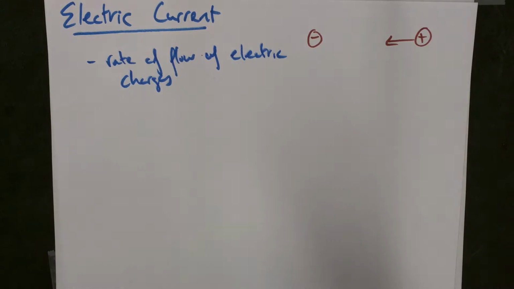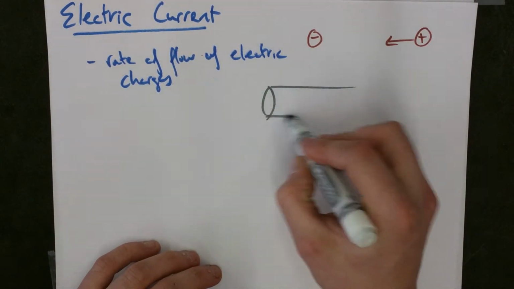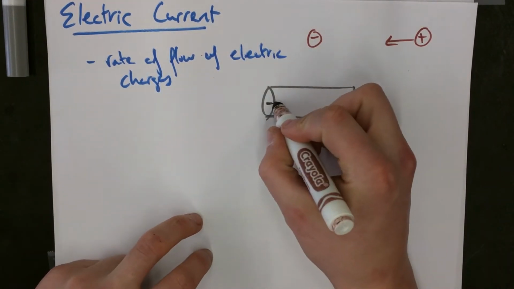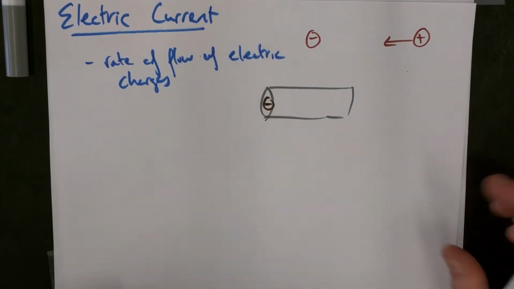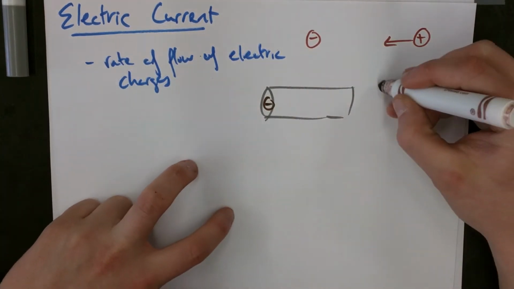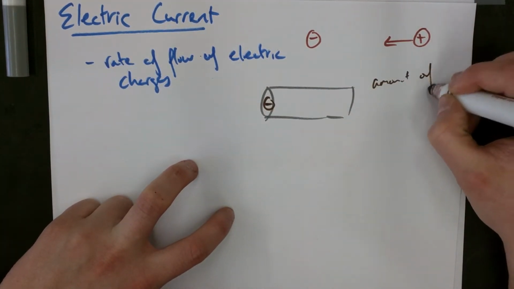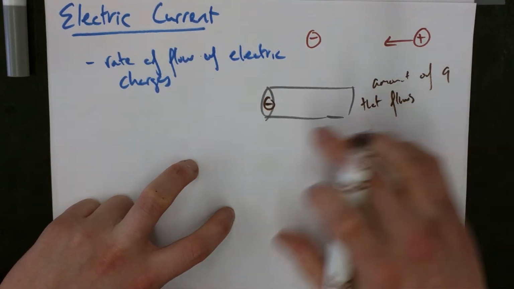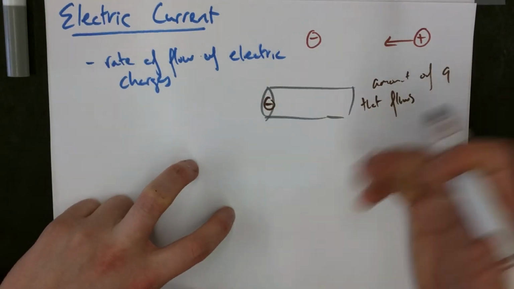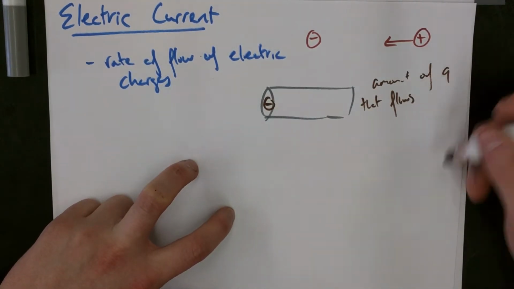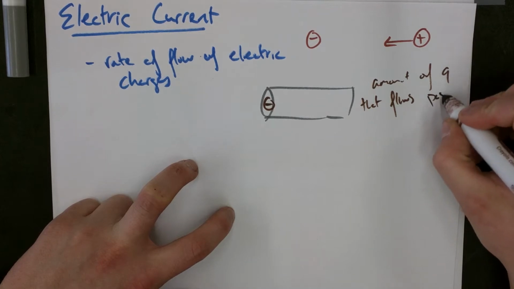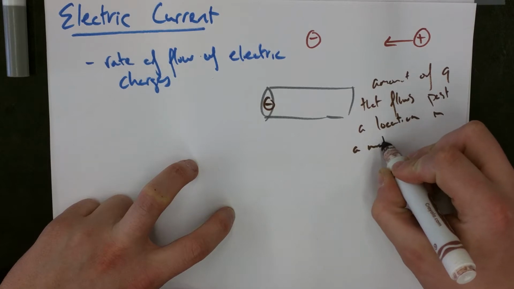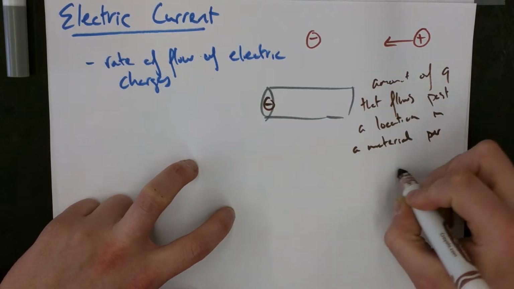So if I have some wire here and some electron there, more specifically the current would be the amount of Q, or of charge that flows past a location in a material per any given time. That flows past a location in a material per time.